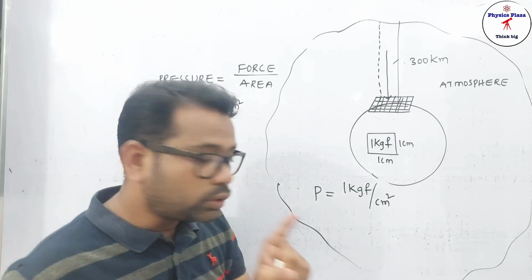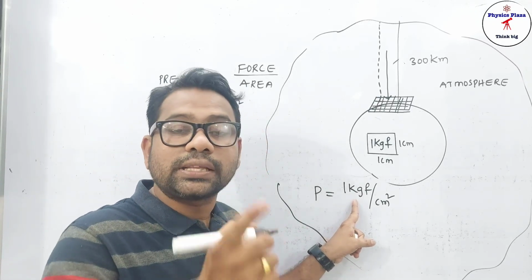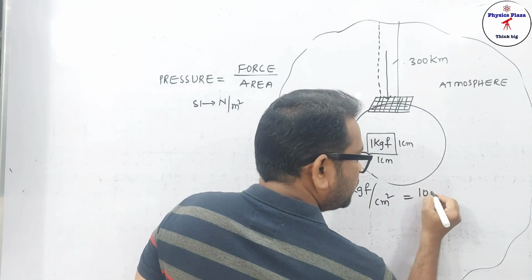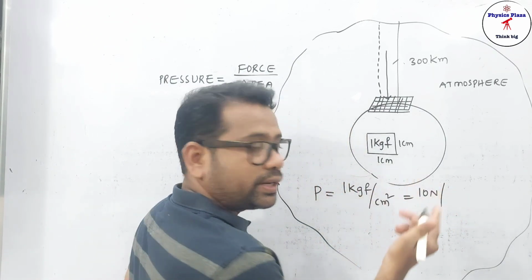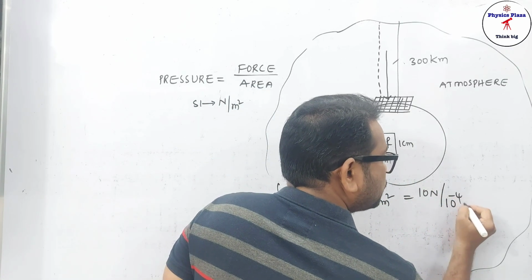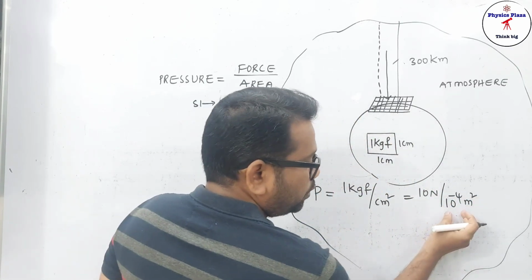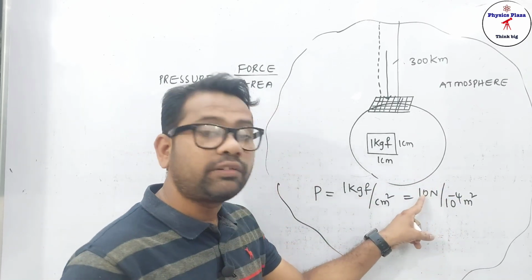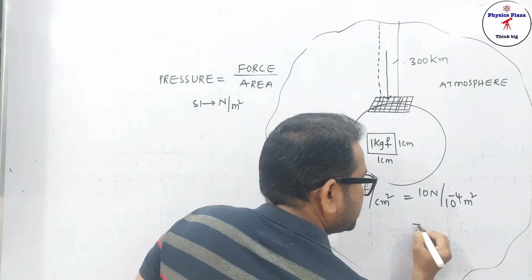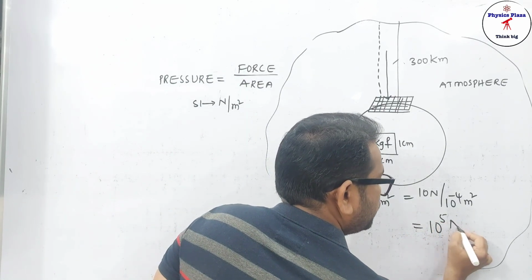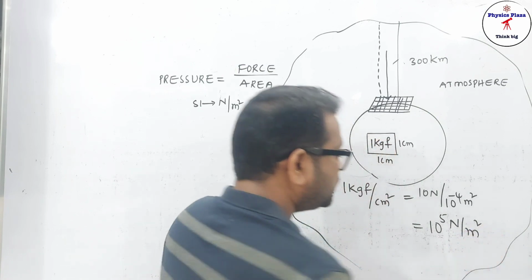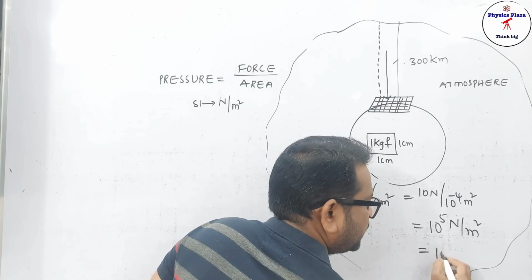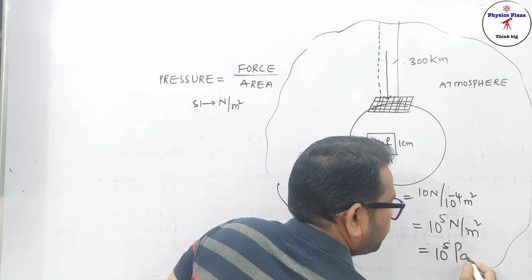That is fine. And we know that 1 kgf is equal to 10 newtons. Let us try to convert into SI units. So 1 kgf is equal to what, children? 10 Newton, and 1 centimeter square is equal to 10 power minus 4 meter square. This 10 power minus 4 you can take to the numerator, it will become 10 power 4. So 10 power 4 into 10 will become 10 power 5. So here pressure is 10 power 5 Newton per meter square. Children, this Newton per meter square we call 1 Pascal. So the pressure is equal to 10 power 5 Pascal.